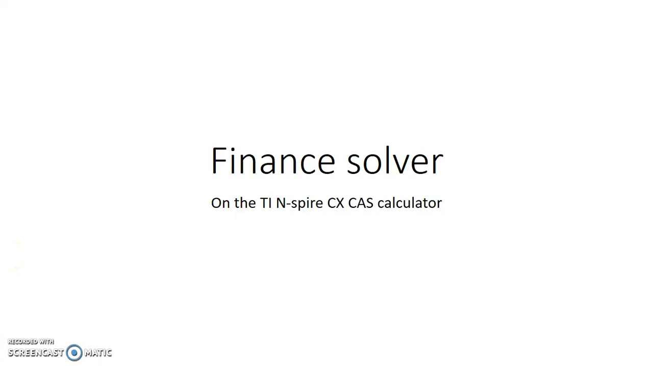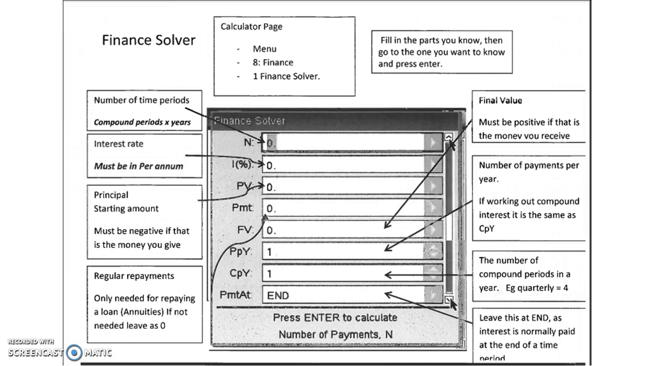Finance solver on the TI-nspire CAS calculators. The first thing to know is what your screen looks like and how to get there. If you need to find it, you need to be in a calculator page, Menu, 8, Finance Solver, and you'll end up with a screen looking like this. A few things are important to know what they mean.